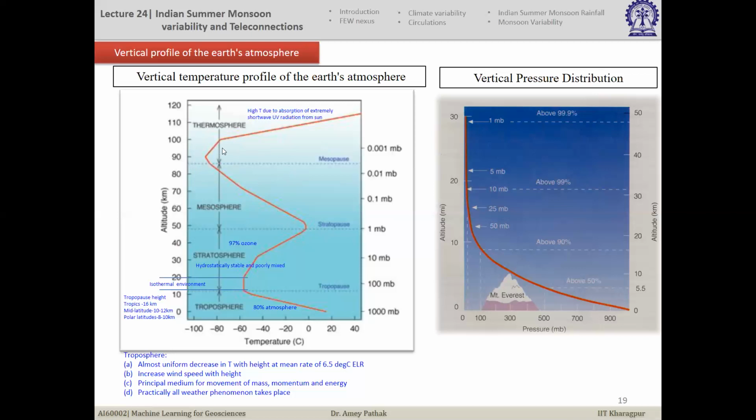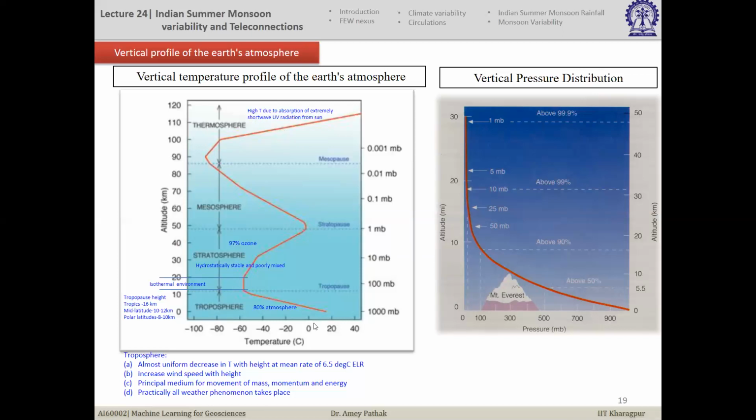Just above the mesopause is the coldest layer of the atmosphere, at less than minus 80 degrees Celsius. Above that, the temperature increases again, as it absorbs very high intensity, high energy shortwave radiation. That's why significant heating takes place and the temperature of this layer increases. That's why it's called the thermosphere. So these are the different layers of the vertical temperature profile.